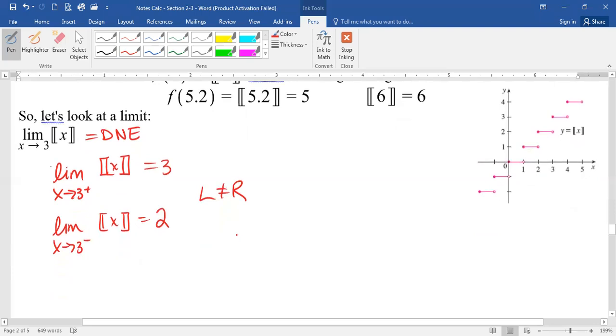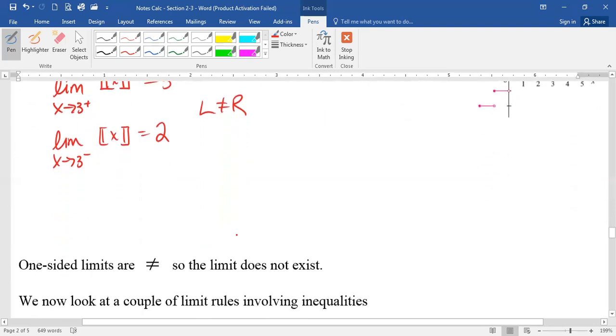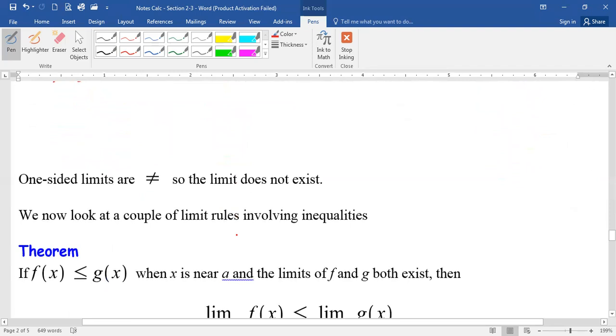Okay, so one-sided limits are a good way of showing that the limit does not exist, because you can see what happens from the right and left. Even if you have to do tables of values, you can see what it does from the left and the right as it approaches that.